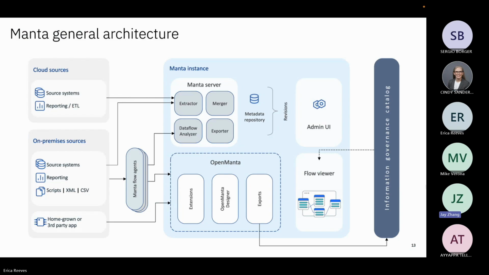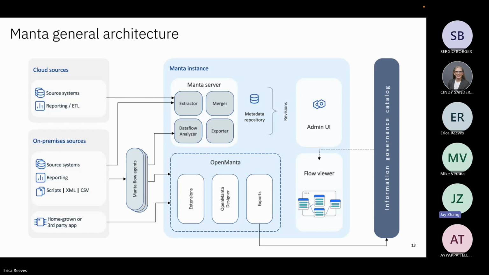So here I'm zooming in one level down. On the left-hand side is the source system that Manta can connect to. And here in the middle is the Manta instance, and you can see there's the Manta server as well as the Open Manta framework. Open Manta lets you define a custom connector against a data source where no out-of-the-box connector has been provided. And inside the Manta server, we hear the word scan.